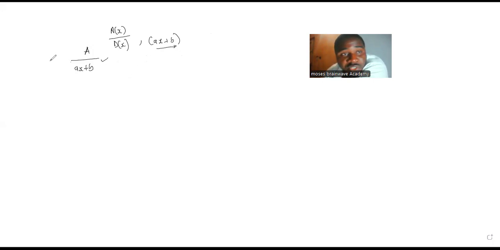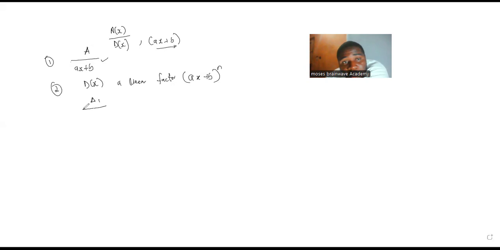That's number one. Number two, now if the denominator is a linear factor but is repeated, it reoccurs, which means you can have ax plus b, you can have 1, 2, 3, 4, 5, up to n, then it's very simple. So the first one is going to be a1 upon ax plus b, raised to power 1.